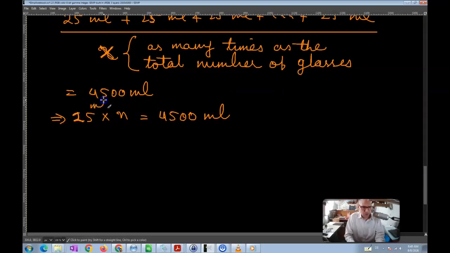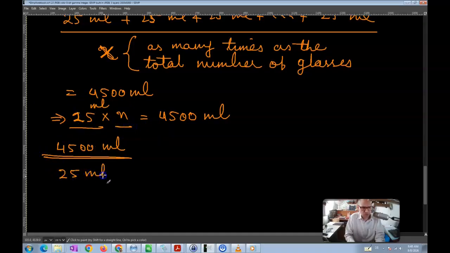Now this is 25 milliliters, and this is just a simple equation. The number which is alone on one side of the equation, 4,500 milliliters, I'm going to divide by one of these numbers, either 25 milliliters or the x. So I'm going to divide by 25 milliliters, and that's going to be equal to the other number, which is x. This way we can calculate x. Now milliliters and milliliters we can simplify. And then what is 4,500 divided by 25?